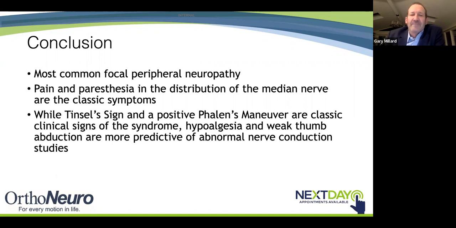Also, the other complaints are hypoesthesia, which is basically losing some of the feeling in the fingers, that you feel like you're starting to lose control and not feeling stuff. Again, one of the common complaints is people struggle doing up their buttons on their shirt or doing up the buttons on their pants because they cannot actually feel them. Late signs include the weak thumb abduction because of the muscle atrophy. And those are often more predictive of people's symptoms than an actual nerve conduction study.